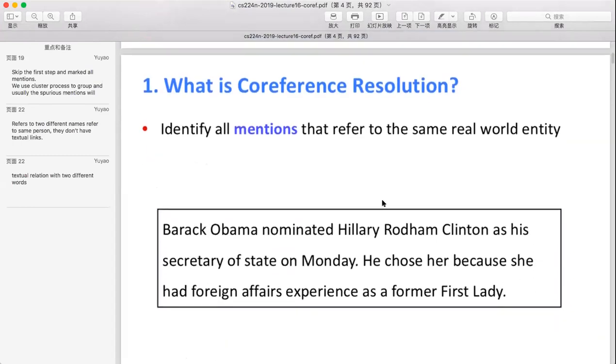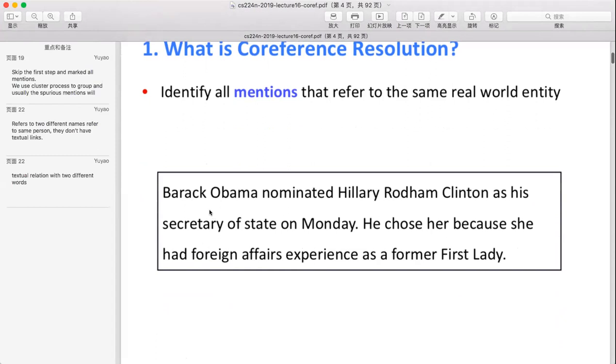So we come to the first part: what is coreference resolution? Let's read this sentence: Barack Obama nominated Hillary Clinton. When we go through this sentence, we find some nouns like Barack Obama and Hillary Clinton, and here his, and also he. So we find many pronouns that we identify as mentions in our context.